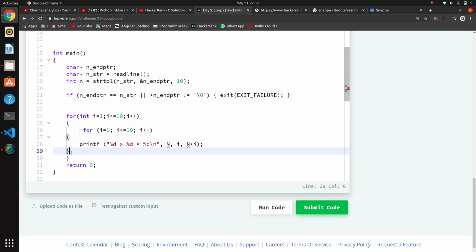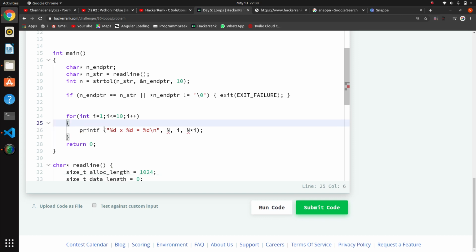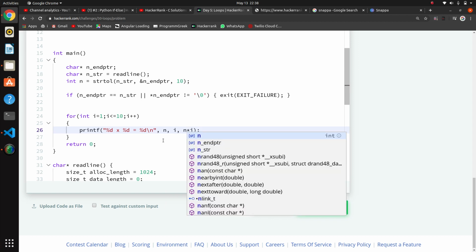Okay, तो मैंने इधर printf लिख लिया है. Okay, so this is the printf that would print the table correctly. So here हमारा N नहीं चाहिए and there is a small n. Okay, so this is our small n.